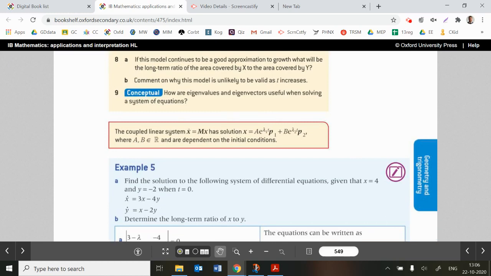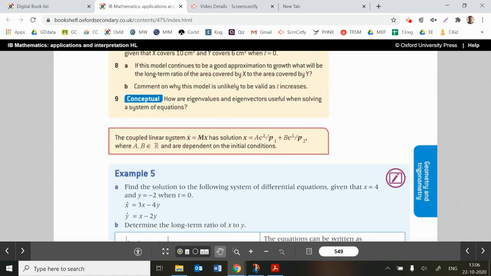Okay, and then it says where a and b are real numbers depending on the initial condition. So in fact, those will depend on the eigenvectors which you will choose. Okay, and it will depend on the initial conditions. In other words, when x is this, y is this, and t at a particular given time. Okay, so for example, commonly they'd say when time is 0, here's your xy coordinate point. So that would be your initial conditions. Okay, so there's a lot to take on board.